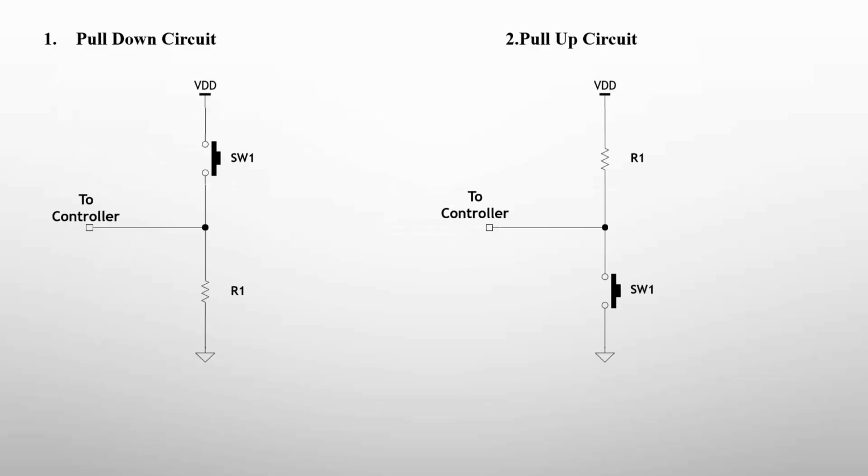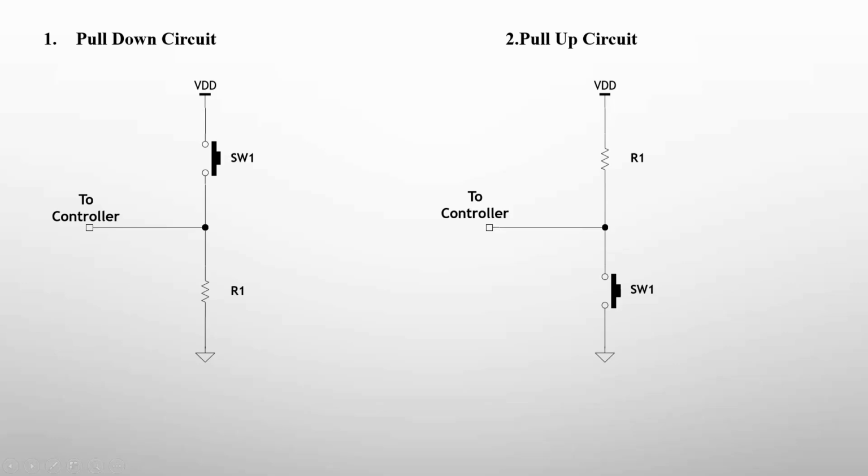There are two types of switches: pull up and pull down. And this is a pull up circuit and this is a pull down circuit. In pull up, resistors are used when the switch is connected to ground. When the switch is open, the input is pulled up to high voltage, and when the switch is closed, the input is connected to low voltage, which means ground.